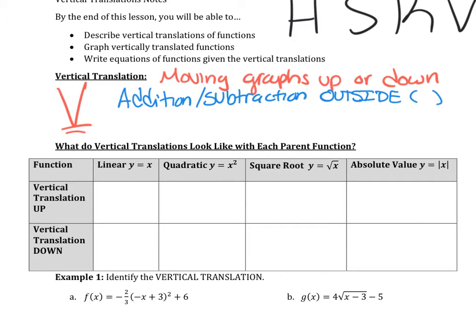And then it's kind of the opposite from horizontal translations. If you remember with the horizontal ones, when we add on the inside for horizontal, we go to the left. When we subtract, we go to the right. With vertical, it makes more sense. When you add, you go up. When you subtract, you go down. So for adding, we go up. For subtracting, we go down.